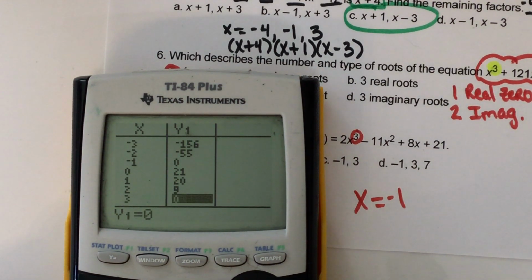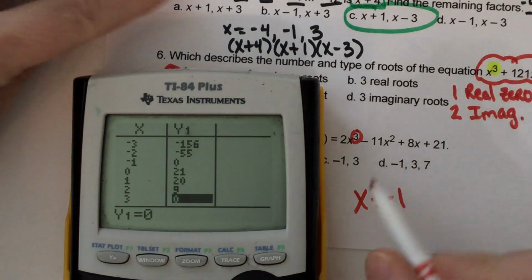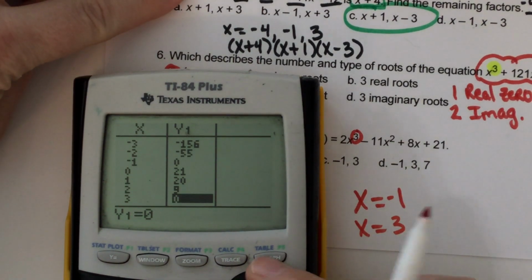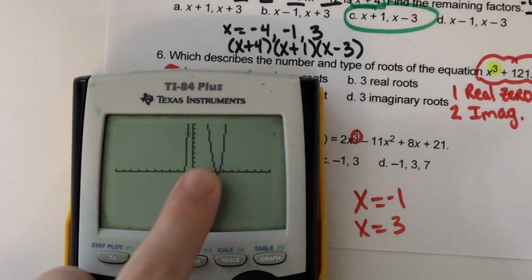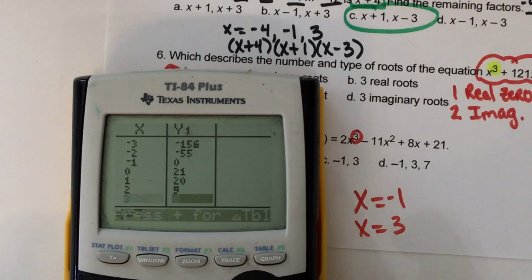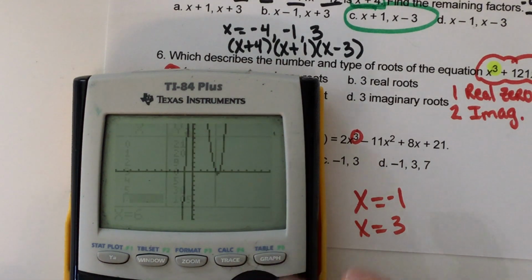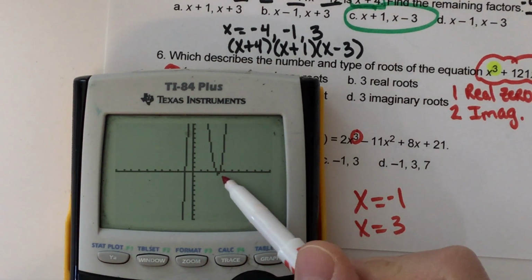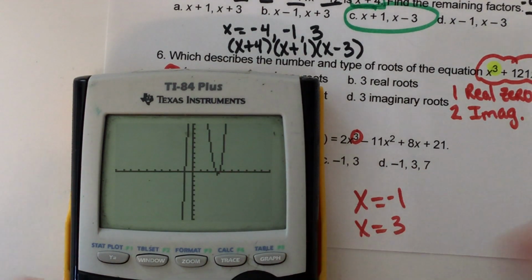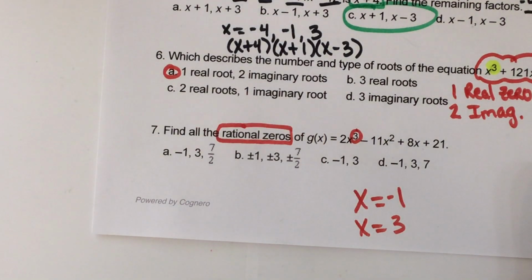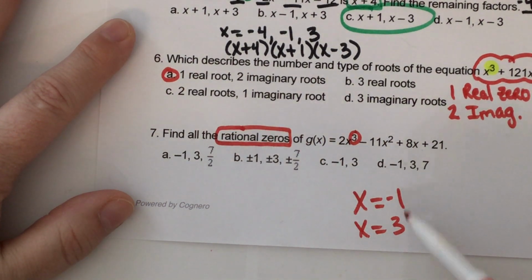Okay, 3 is an answer because there is a 0 in the y column. So this looked like a 3, and now I know for certain it is a 3. And the other answer, I don't know what it is. I know that this looks like it's somewhere between 3 and 4. Okay, so let's just use some common sense. One answer is -1, one answer is 3.